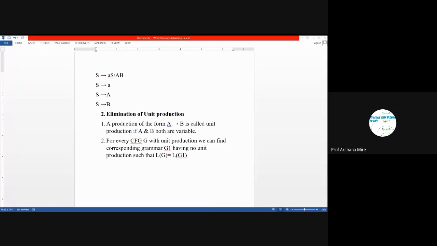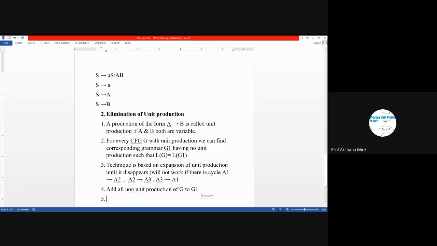Basically this technique is based on the expansion of unit production until it disappears. Once again, we will be following chain rules. What does it mean? This technique is based on expansion of unit production until it disappears. Of course, we will not apply it if there exists a cycle.